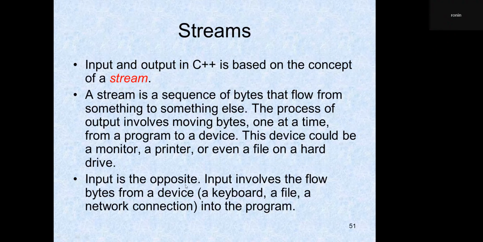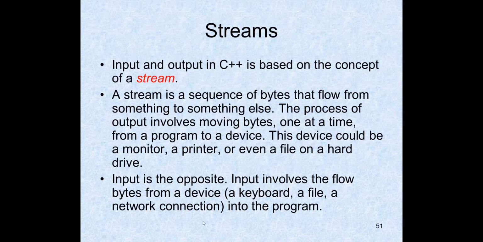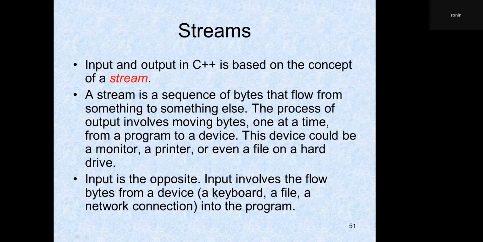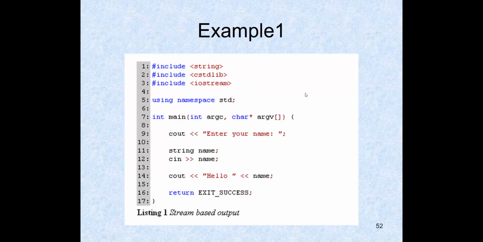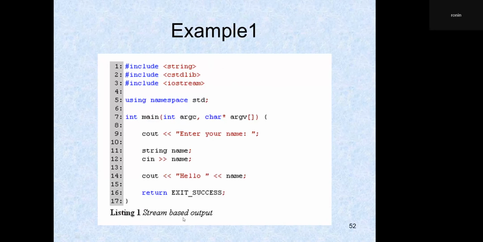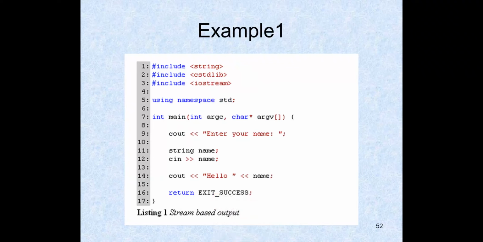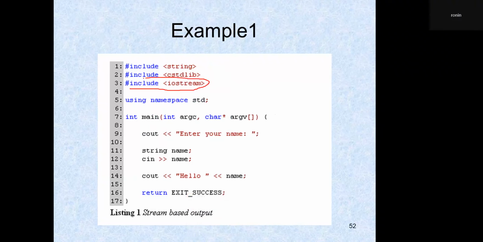Input is the opposite. Input involves the flow of bytes from a device to the program. The device could be a keyboard, a network, or a file. This is an output example. We should include iostream, this header file. We must include this header file. Then we can use cout and this operator.